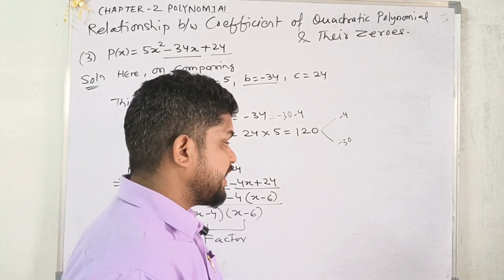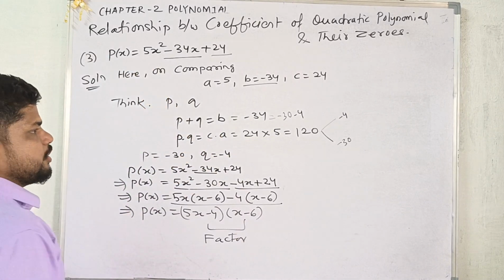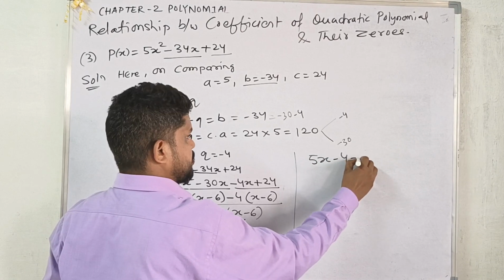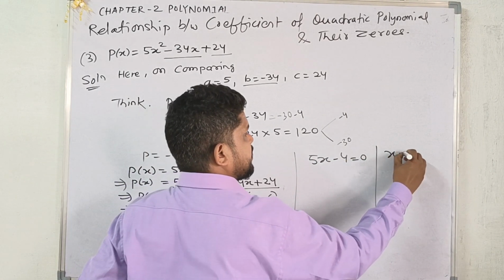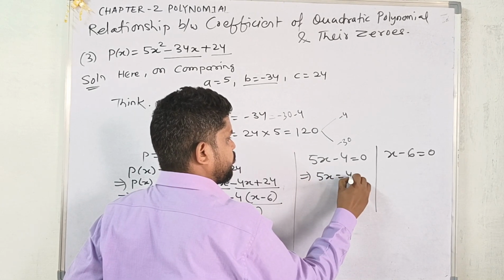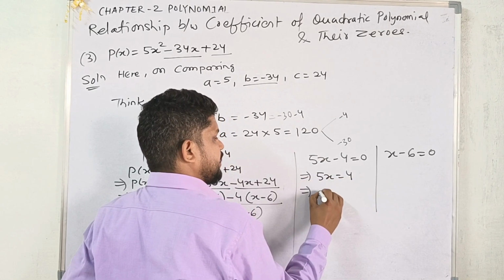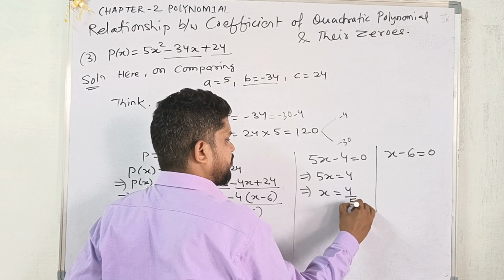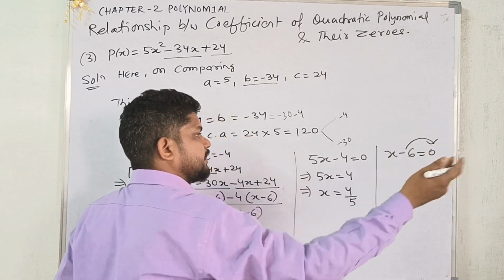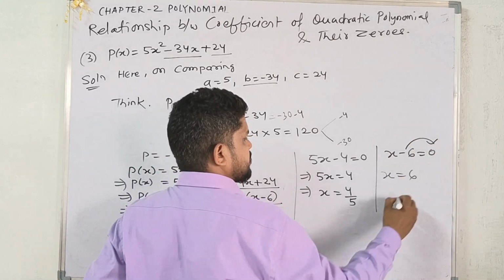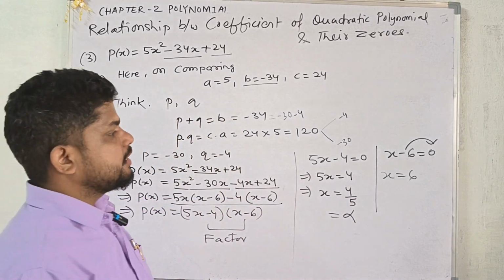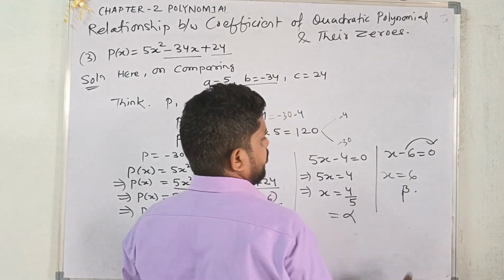Now again, in order to find the zeros of the polynomial, we will put each factor of this polynomial equal to 0. So 5x minus 4 is equal to 0, and on the other hand, x minus 6 is equal to 0. Transposing 4 to that side, 5x is equal to 4, and by transposing 5, the value of x will be 4 by 5. When you transpose minus 6 to that side, the value of x will be 6. So x is equal to 4 by 5 is the value of alpha, and x is equal to 6 is the value of beta.